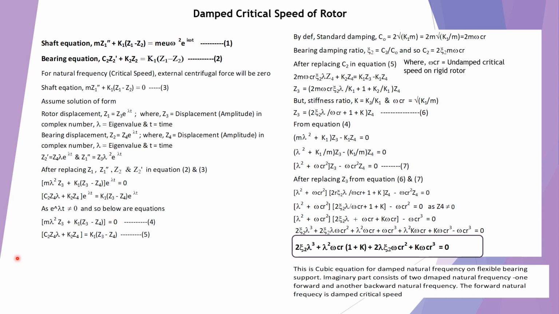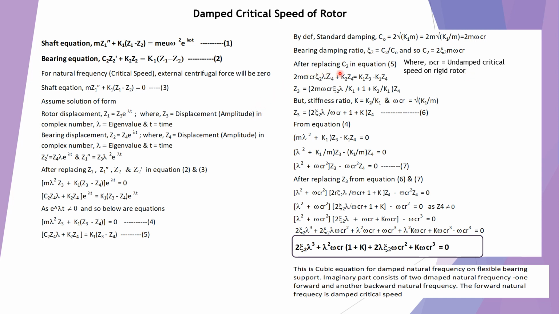By definition, the standard damping C0 is equal to 2 √(k1 m), which is equal to 2 m √(k1/m), which is equal to 2 m ω_CR, where ω_CR is the undamped critical speed on rigid bearing support. Rigid bearing support, not rigid rotor. It is a rigid bearing support. By mistake, it was written otherwise.